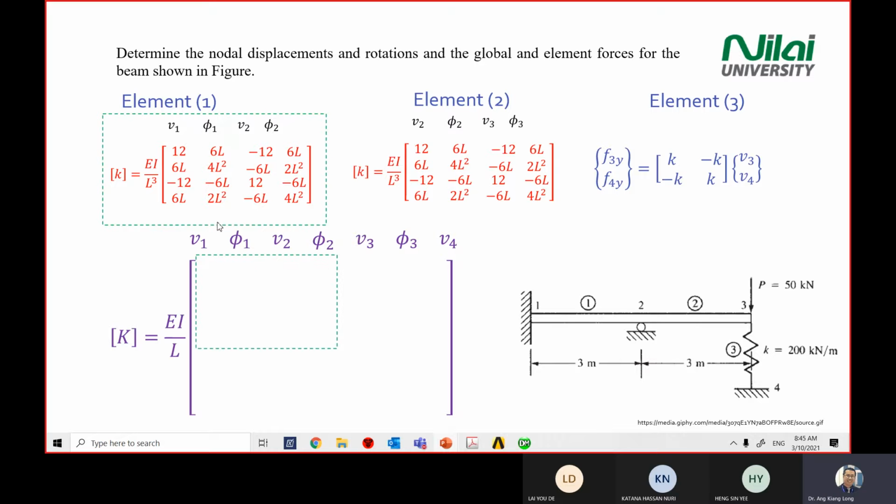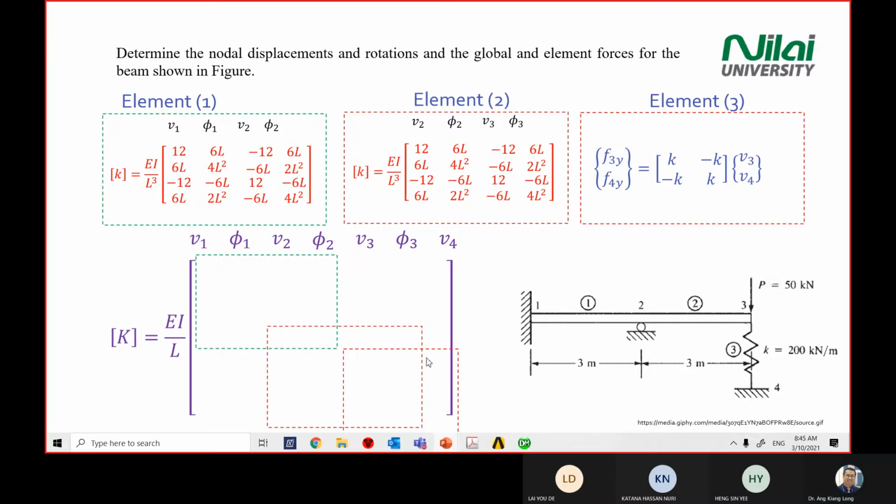Because the first element is rotation 1, vertical displacement V1, and V2 rotation 2. So you put all the numbers in this 4 by 4 matrix here. Then you look at element 2. Element 2 is V2 and V3, so you focus on V2 and V3, which will be somewhere here. I highlight with the dash line here. And then element 3 will be V3 and V4. So be careful when you put element 3 into the global matrix. You're focusing on V3 and V4, so don't fill in the rotation column for element 3. So there will be something around here.